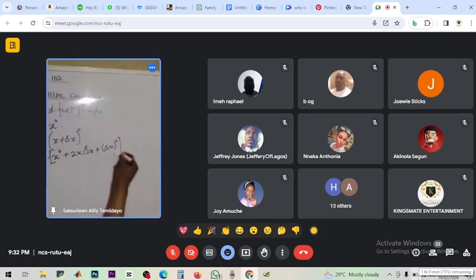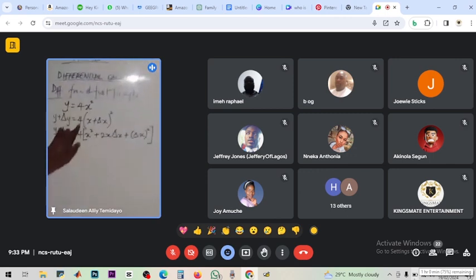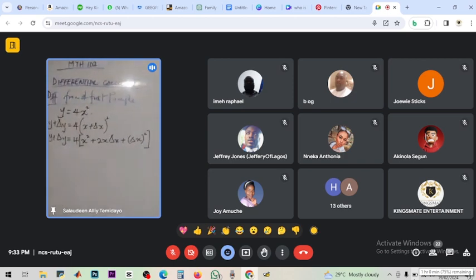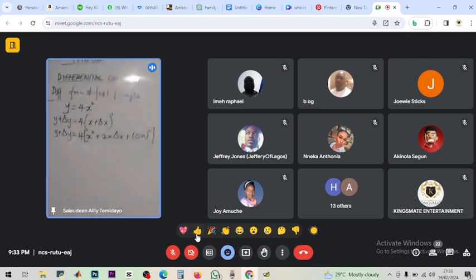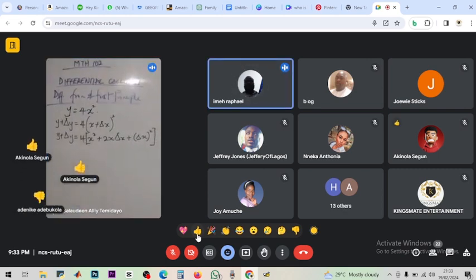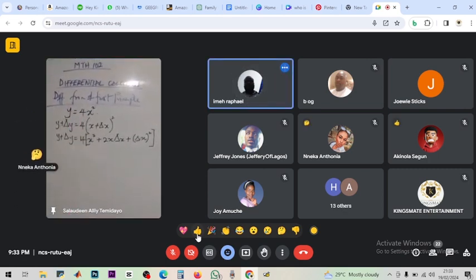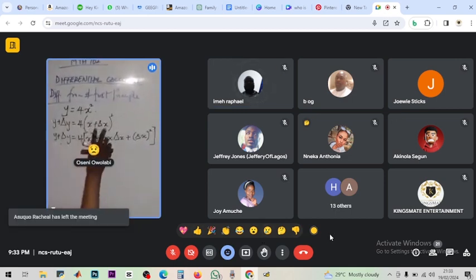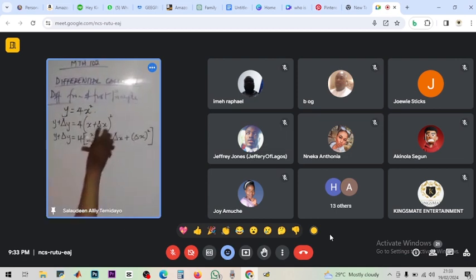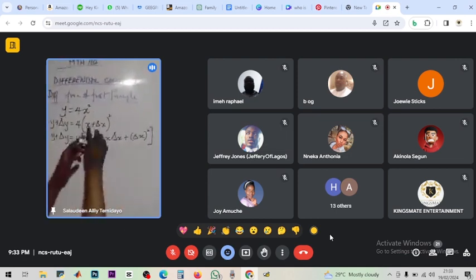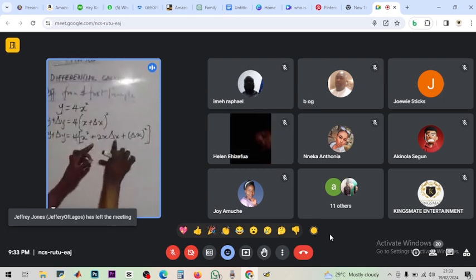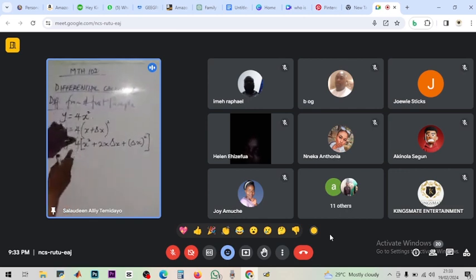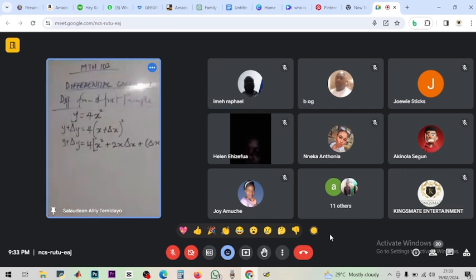X squared, close the bracket. The 4 is still here, don't forget. Are we moving? I really don't want anyone to be left behind. So I said we are going to expand x plus dx. To expand that, we know, right? We should have x squared plus 2x dx plus dx squared. Don't forget that the 4 is still out, and the bracket still does its work.